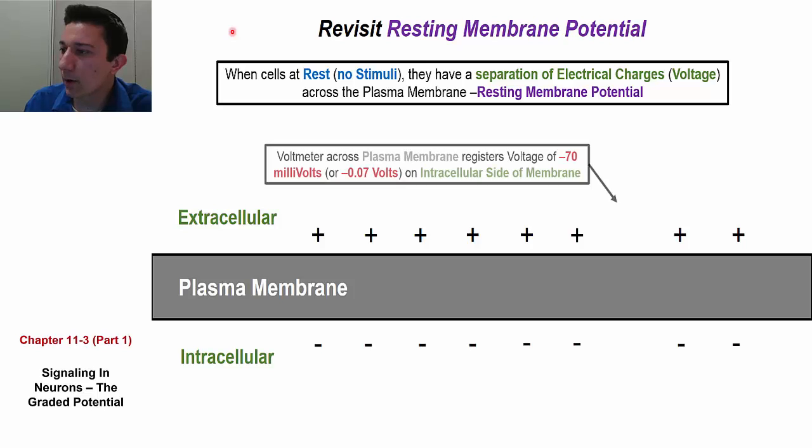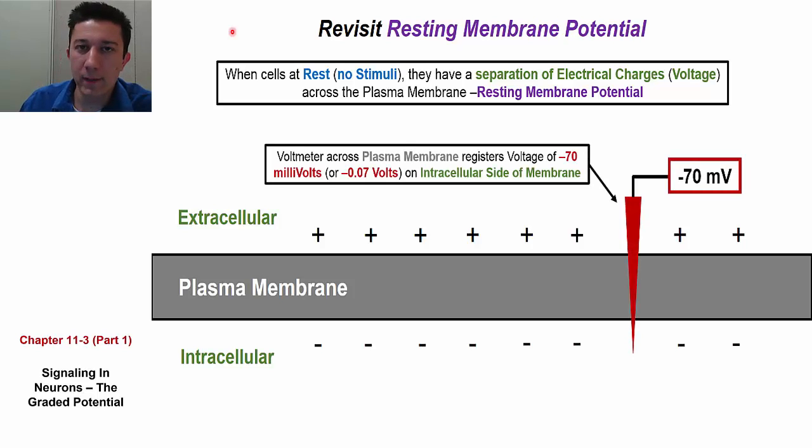Recall that this resting membrane potential, or resting membrane voltage, let's say we have a little voltmeter that we place across our plasma membrane. Our voltmeter will read an internal or intracellular voltage of minus 70 millivolts or minus 0.07 volts. So the inside of our plasma membrane is slightly negatively charged with respect to the extracellular or outside of our plasma membrane. So most cells, including neurons, are going to read a voltage of minus 70 millivolts across the membrane.